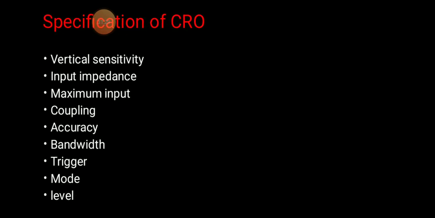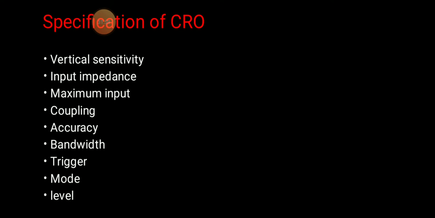Next, we'll move on to the specifications of the CRO. So what are the specifications of the CRO? First one, vertical sensitivity. Second one, input impedance. Third one, maximum input. Fourth one, coupling. Fifth one, accuracy. Sixth one, bandwidth. Seventh one, trigger. Then mode, and the last one is the level.